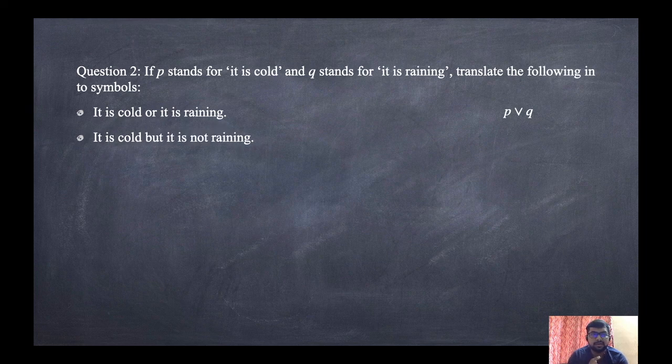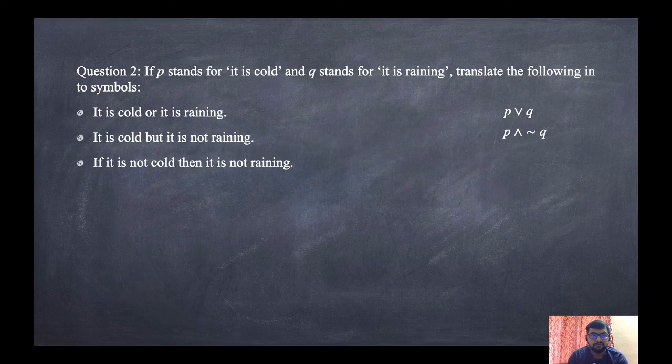Second statement, it is cold but it is not raining. For it is cold, we have P, and but we know that it stands for and. So and it is not raining. Q is for it is raining, but here the statement is it is not raining, so that means there will be not Q, that means negation of Q. So what will be the statement? P and not Q. Yes.